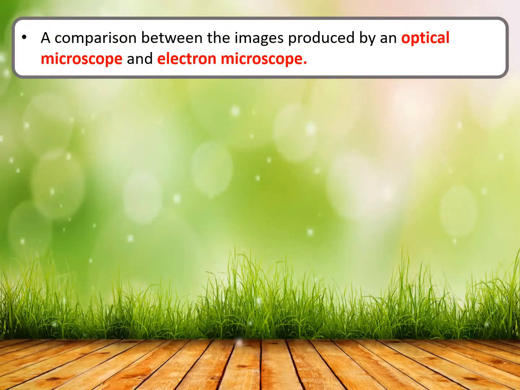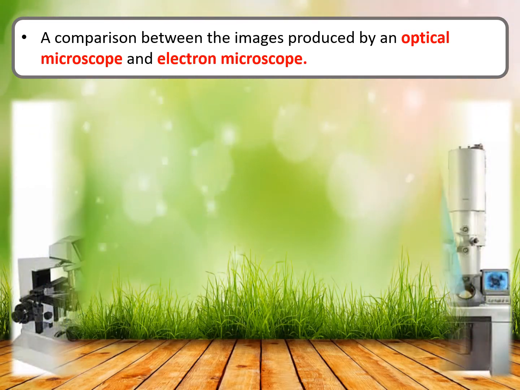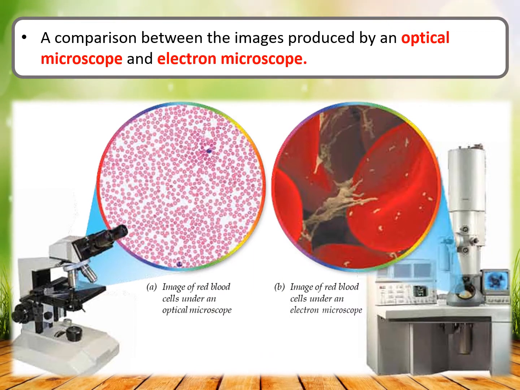A comparison between the image produced by an optical microscope and an electron microscope. A is an image of red blood cells under an optical microscope, and B is an image of red blood cells under an electron microscope.